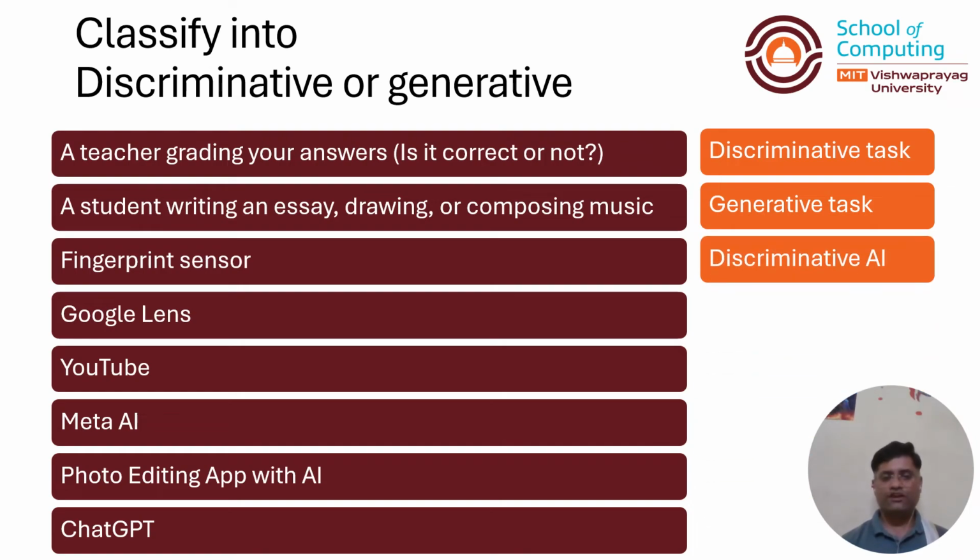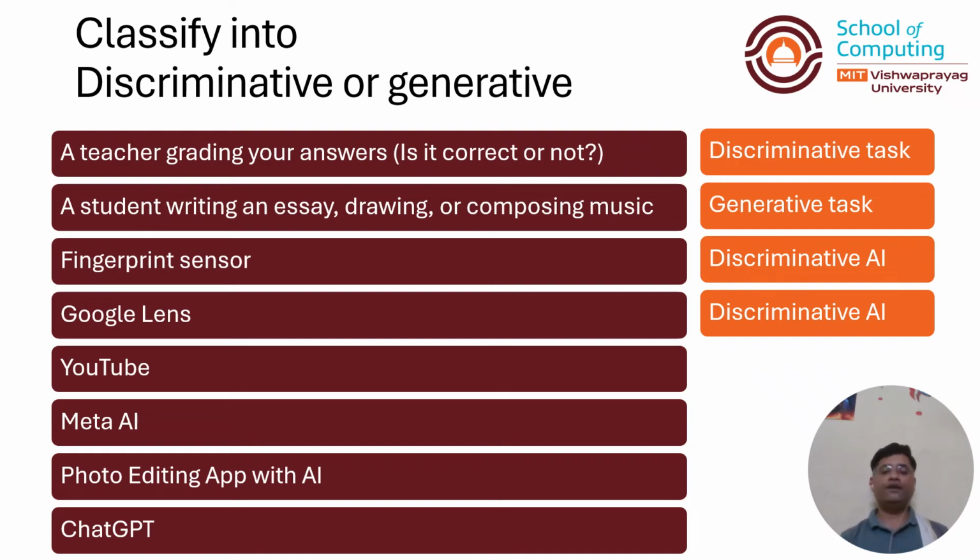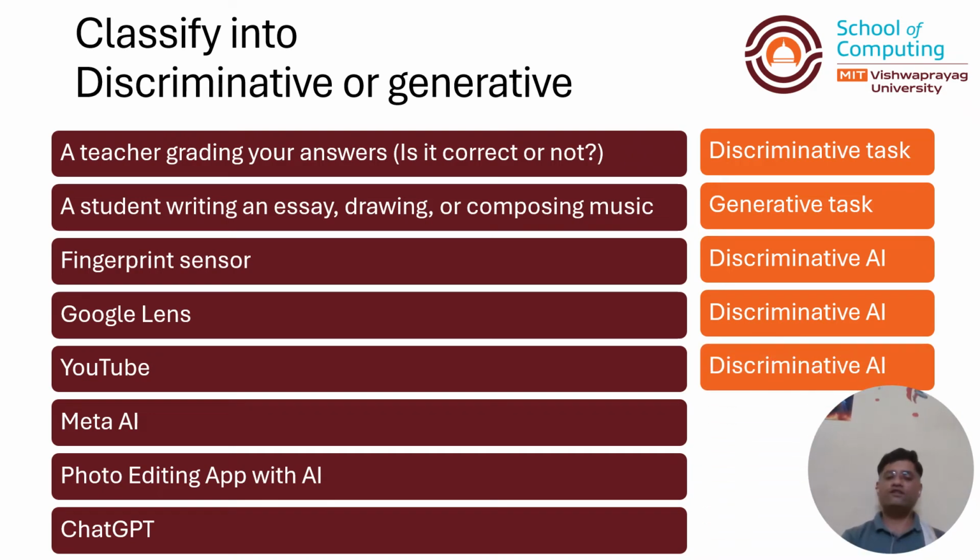Right? Next, Google Lens. Yes, Google Lens is also an example of discriminative AI. It helps you to identify what that particular image contains. YouTube. It is also a discriminative AI. This is called a recommender system. Next, Meta AI. Yes, you are right. This is an example of generative AI.